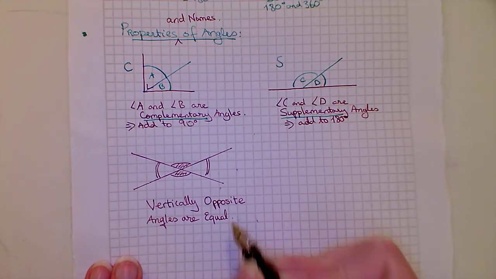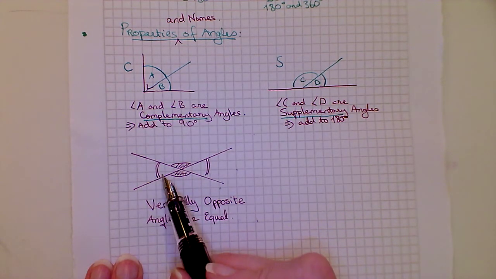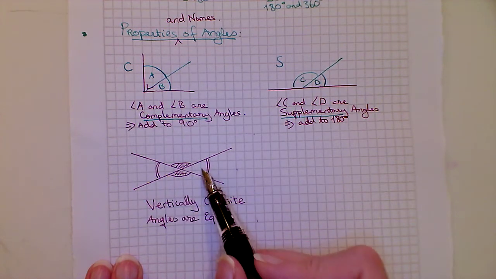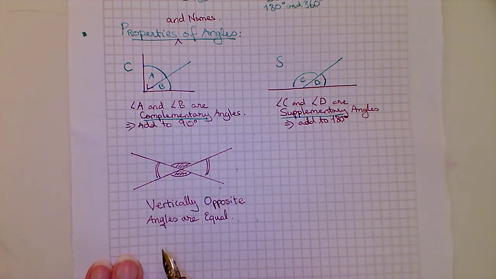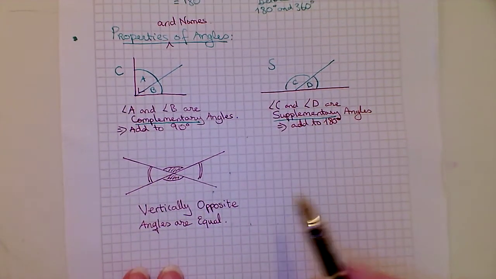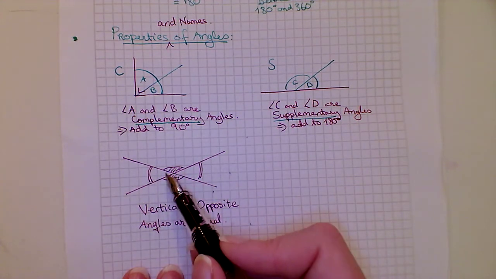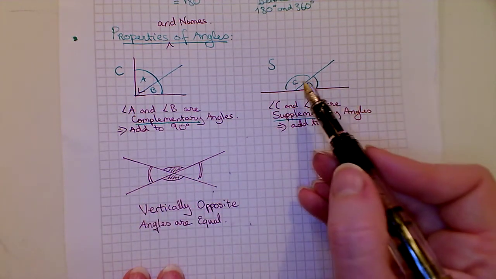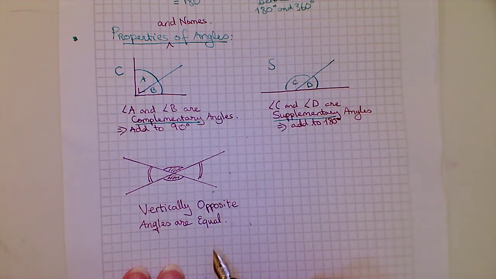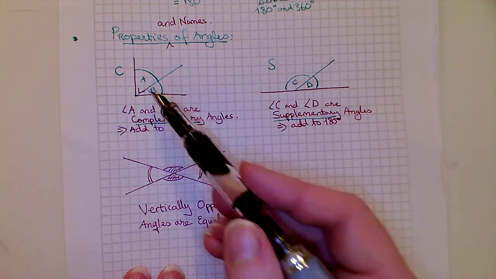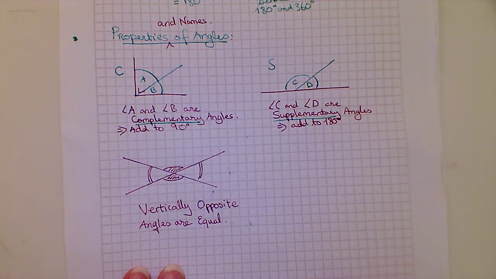Vertically opposite angles are equal in measure. So if this was 35 degrees, this would be 35 degrees, and so on and so forth. And the angles in a straight line add up to 180 degrees. So supplementary angles add up to 180, and the angles in a right angle add up to 90. So those are the first three properties that we have.